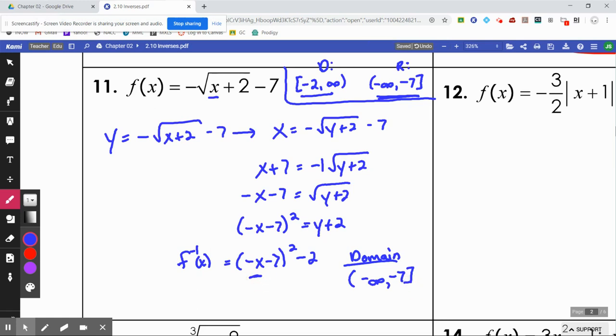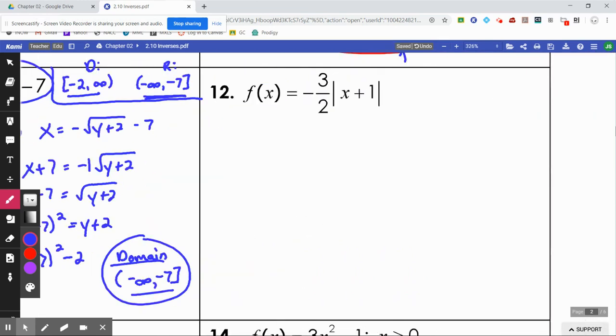Even though it doesn't look like there should be any restrictions, there needs to be in order to make this an invertible function. Because this would be actually a parabola, which normally wouldn't be invertible. However, when we restrict it, what used to be a parabola, when you say, well, we only want from negative infinity to negative 7, it makes it then an invertible function. Next problem.